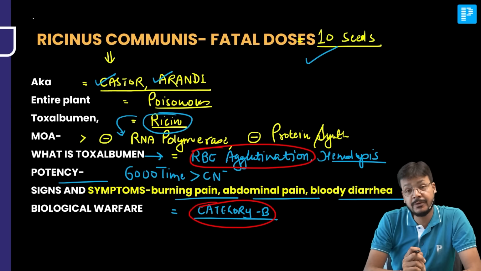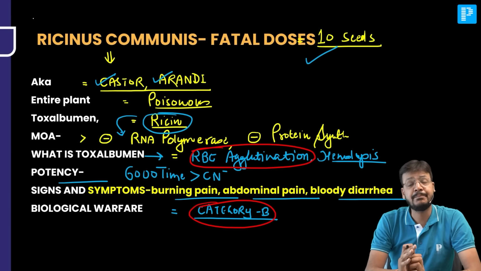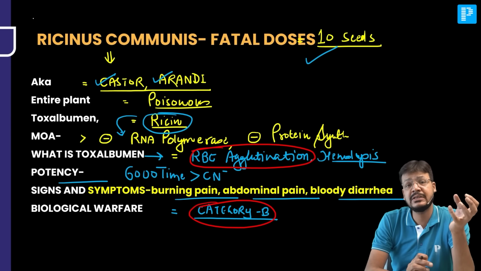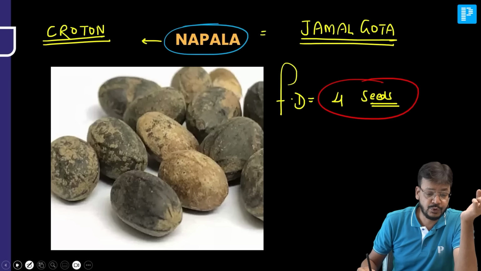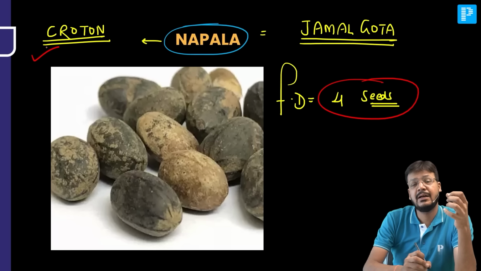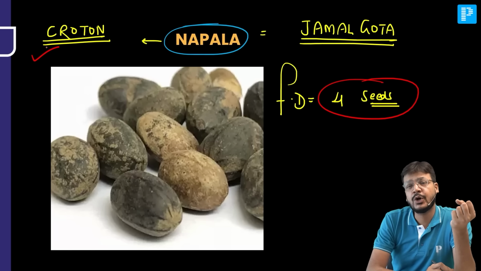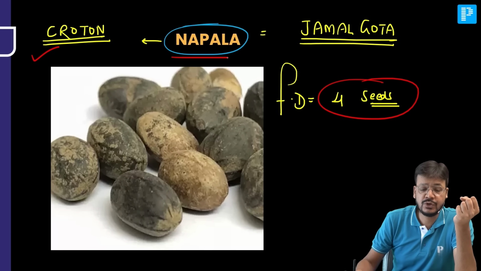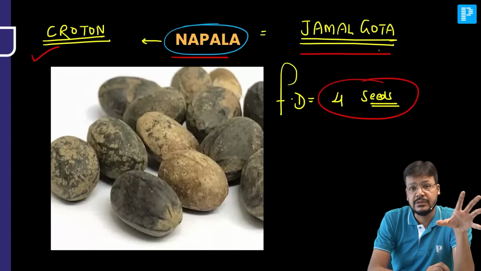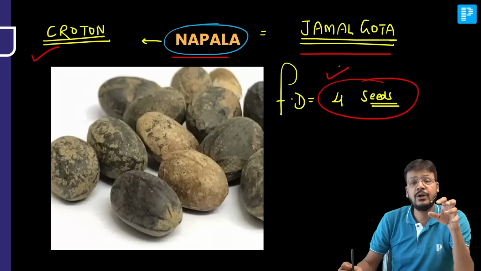So this is a castor plant, R&D, you can get the picture of this plant. There are small shiny seeds. That is a smooth one. This is the rough one, that is a croton. And my dear friend, it is also known as Napala or Jamal Ghota. The fatal dose is 4 seeds.